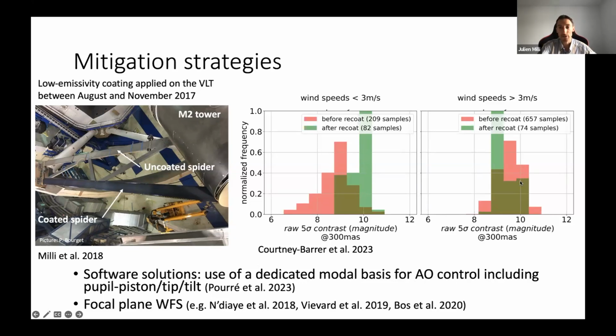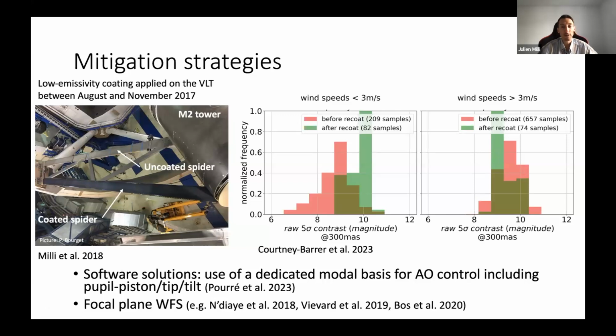So you can see that the raw contrast histogram is about the same before coating and after recoating. But for small wind speeds, you can see that before recoating there is a big difference. There is a big difference in terms of contrast before coating and after recoating the spiders. So it improved a lot. There are also some software solutions.